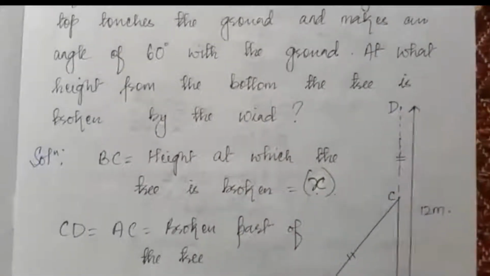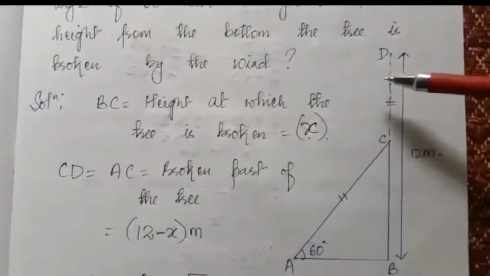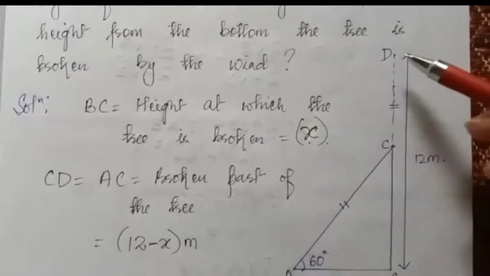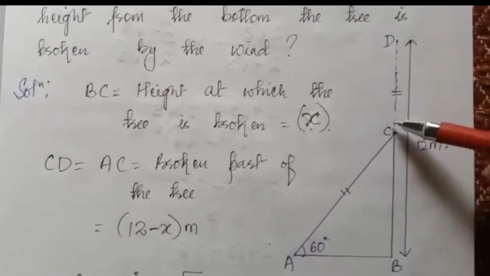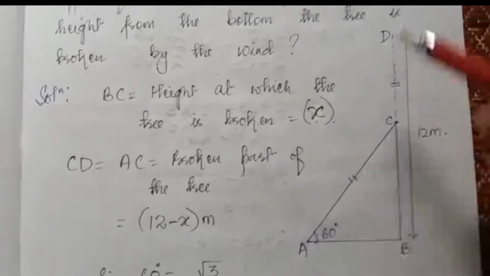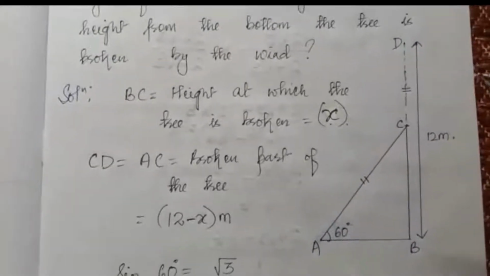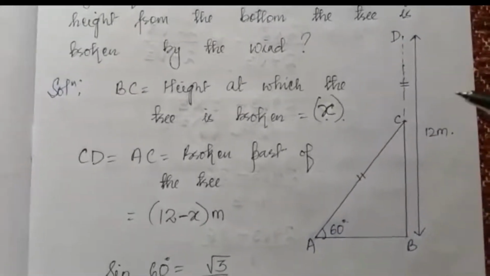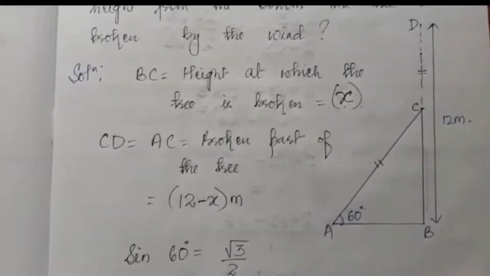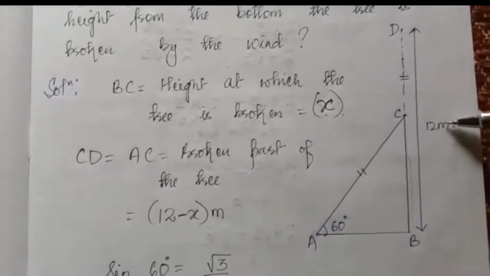So in this question, the diagram is already given. This is the actual height of the tree before it was broken. The tree is broken at point C. Then this broken part touches the ground at the point A, so this D will become A now. Now you have to find the height of the tree at which it is broken. So you have to find BC, and the height of the tree before it was broken is given as 12 meter.